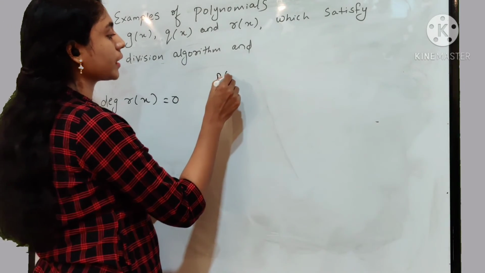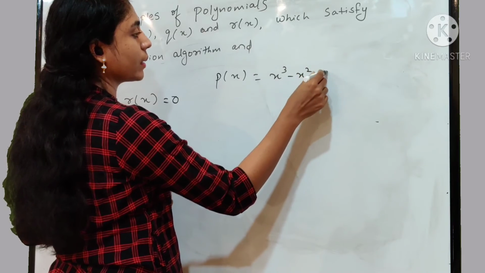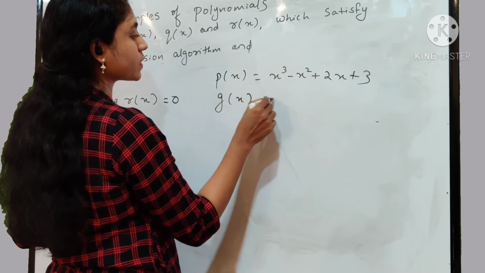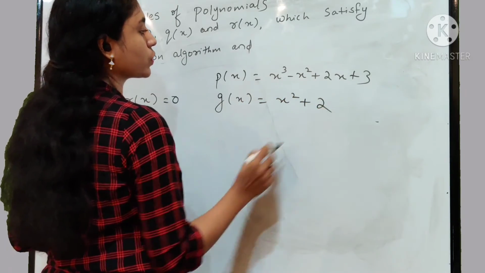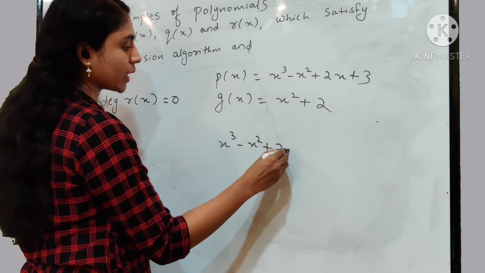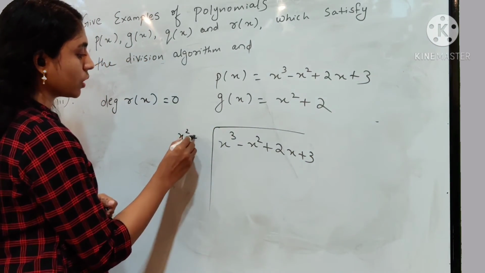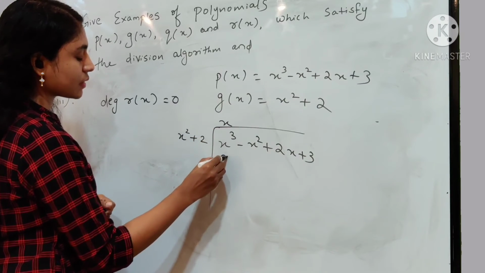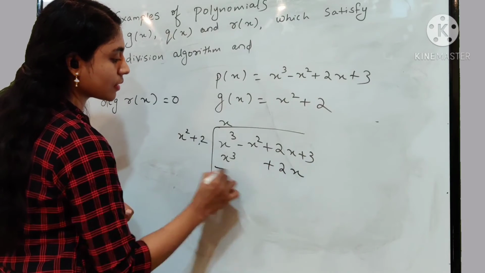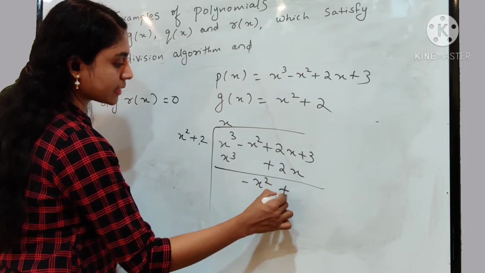So we can write p of x as x cube minus x square plus 2x plus 3 and g of x as x square plus 2. So on dividing, x cube minus x square plus 2x plus 3 divided by x square plus 2. So x square into x it is x cube. Then plus 2 into plus x it is plus 2x. So here minus x square, then this becomes 0 plus 3.